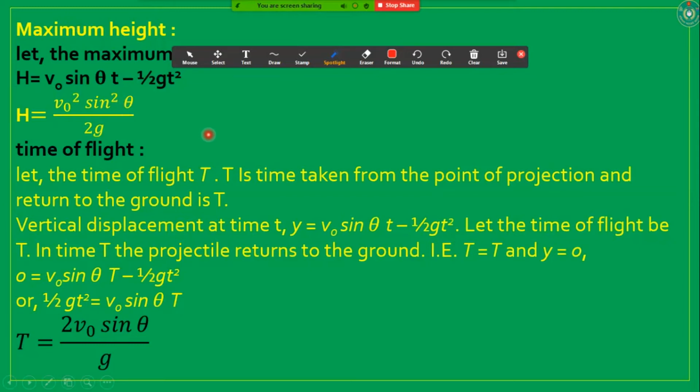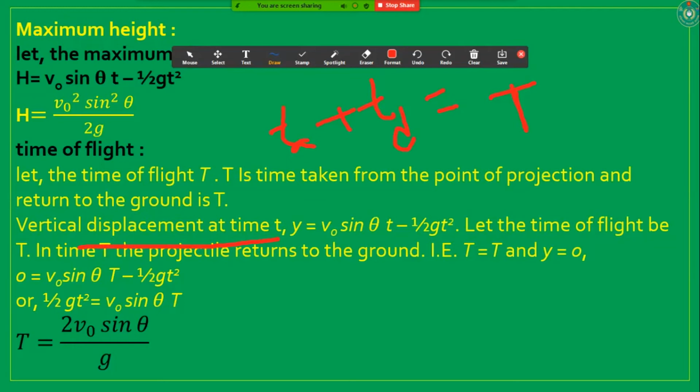Now time of flight. Time of flight is the combination of ascending time and descending time, and it makes capital T. This is called time of flight. Let the time of flight be T. T is the time taken from the point of projection to return to the ground. Vertical displacement at that time T: y is equal to v naught sine of theta t minus half gt square.